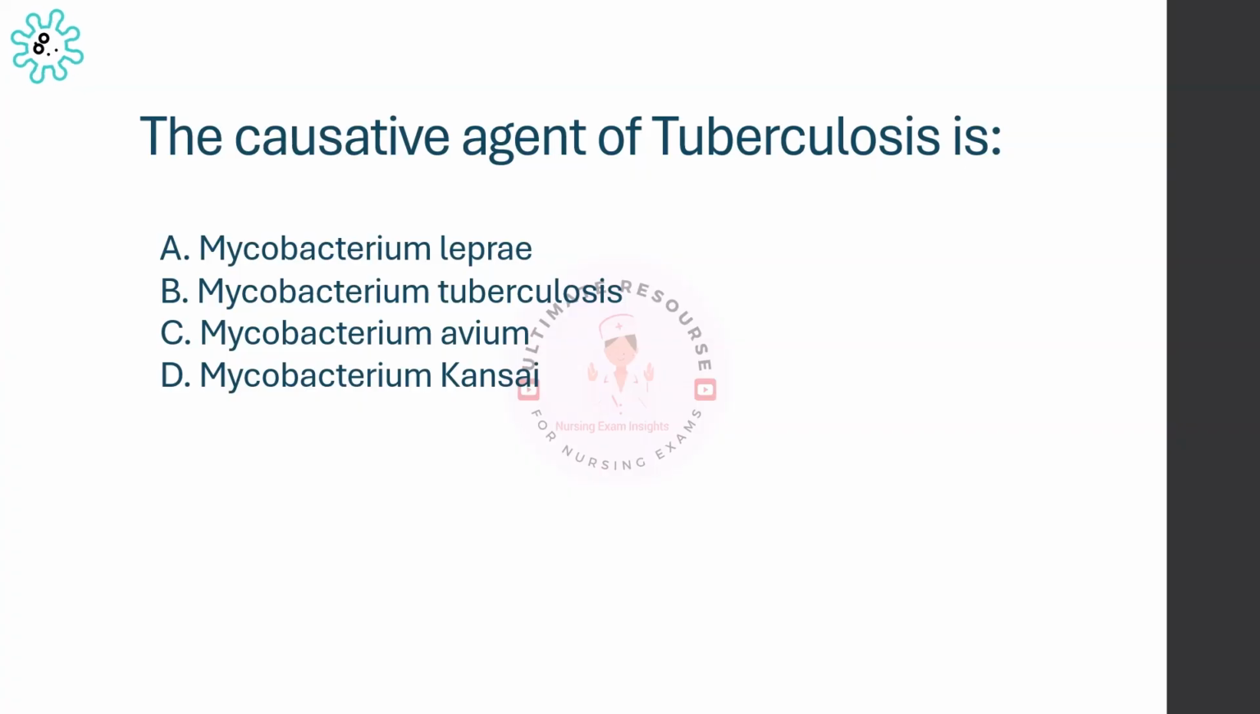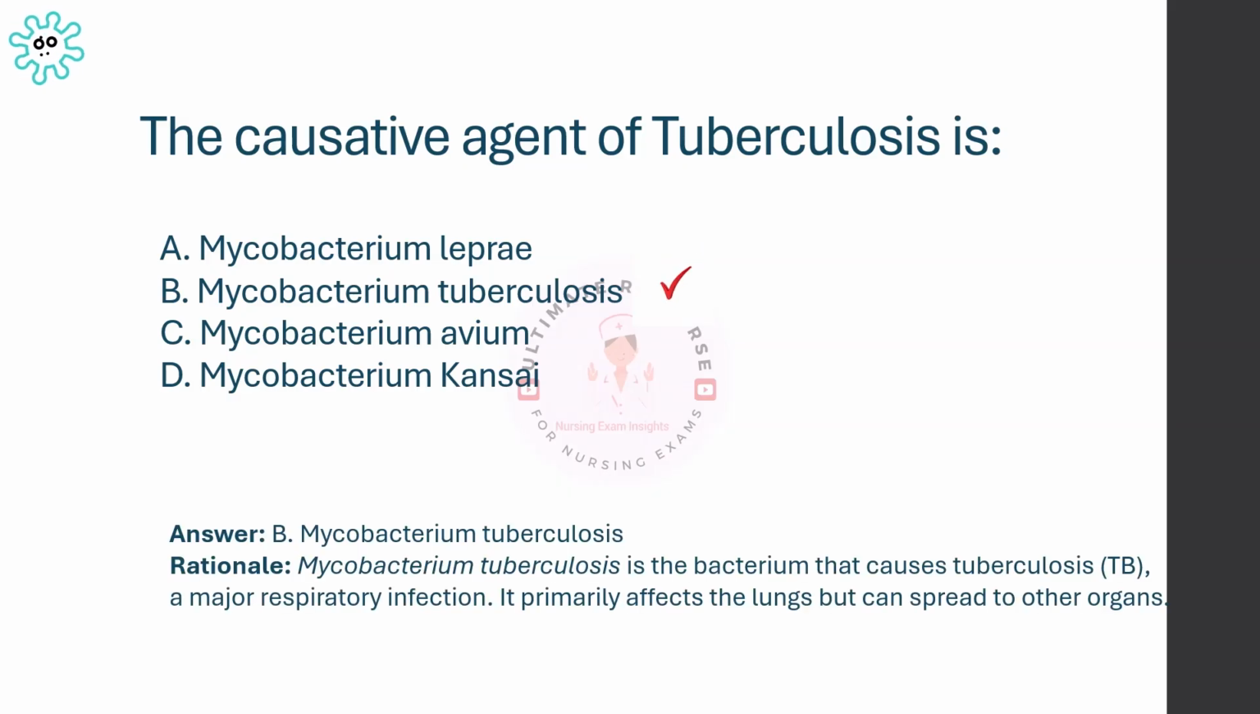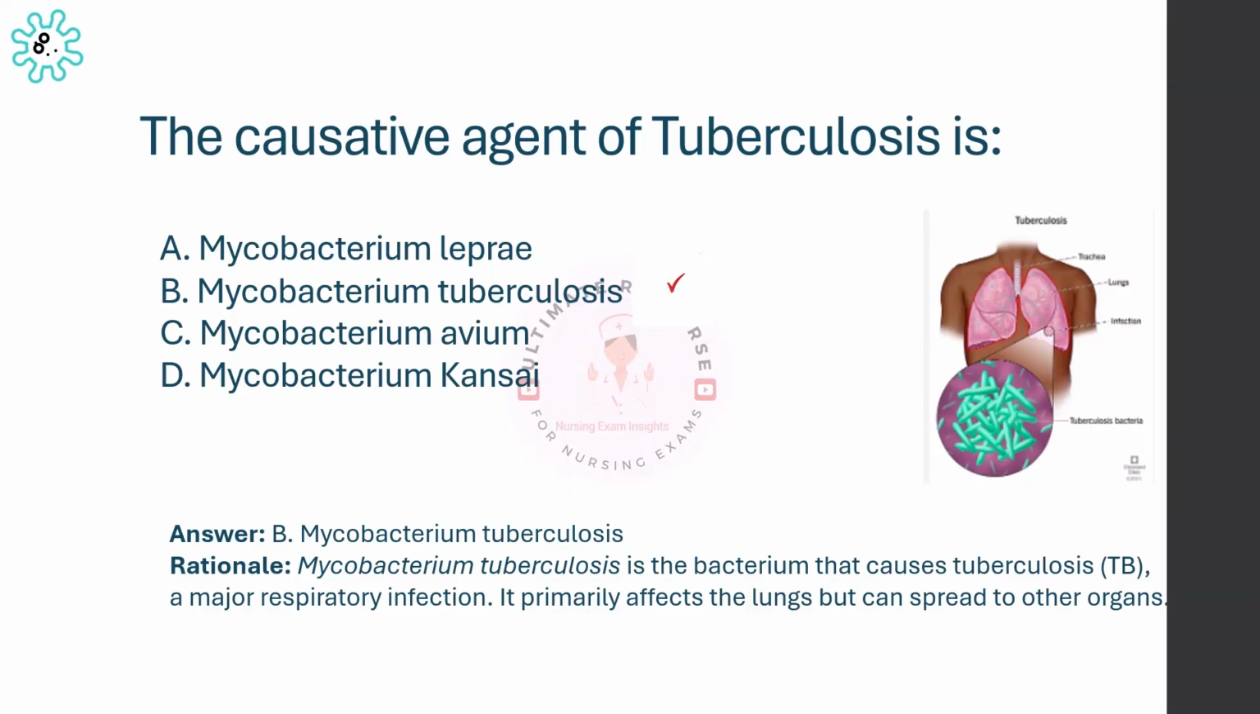The causative agent of tuberculosis is, options are A. Mycobacterium leprae, B. Mycobacterium tuberculosis, C. Mycobacterium avium, D. Mycobacterium cancer. The answer is B. Mycobacterium tuberculosis. Mycobacterium tuberculosis is the bacteria that causes TB, a major respiratory infection. It primarily affects the lungs but can spread to other organs as well.